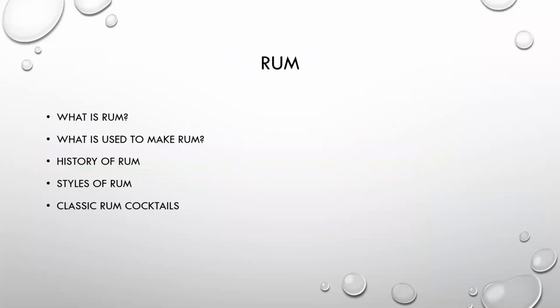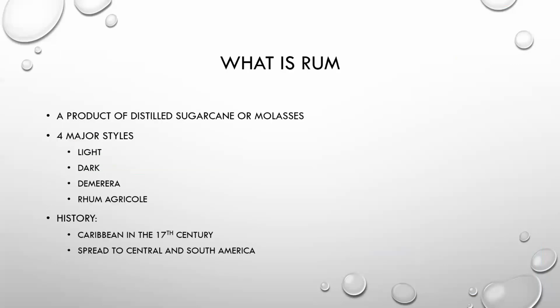Rum is the third portion of this category. So what is rum? What's used to make it? What's the history of its styles, the classic rum cocktails? Rum is pretty simple. It's a product of distilled sugarcane or molasses, but it can actually be quite unique, right? So there are basically four major styles. There's light, dark, demerara, and rum agricole.